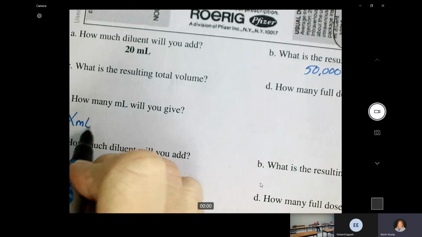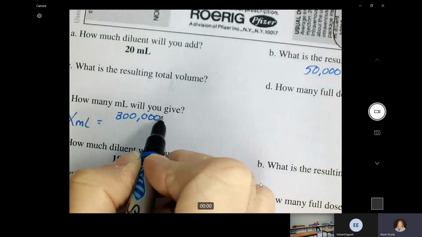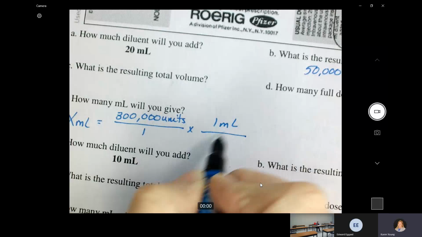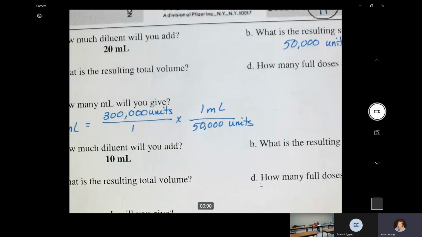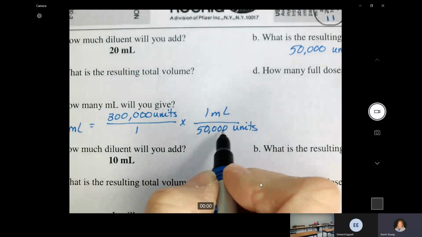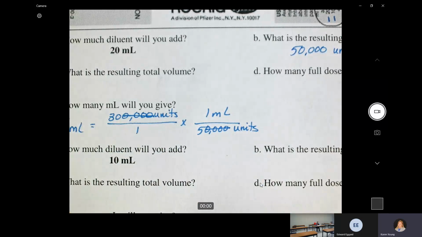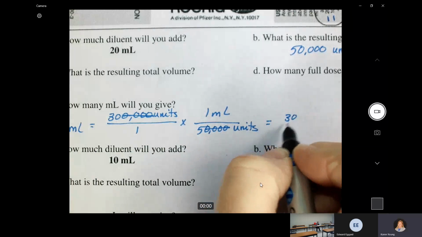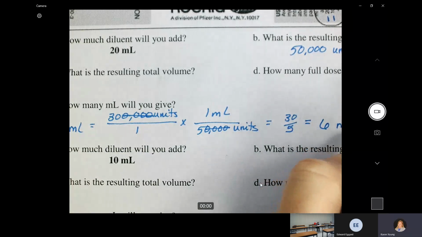Okay, that's what we've been doing for two chapters. So my doctor's order is 300,000 units over 1, and then my 1 milliliter over my 50,000 units. This is where canceling the zeros comes in real handy, because I have 4 here. I can cancel 4 up there. I'm not having to put 8 extra zeros in my calculator. So now I have 30 over 5. Can we do 30 over 5 in our head? 5 times what gives me 30? 6. So I'm going to be given 6 milliliters.